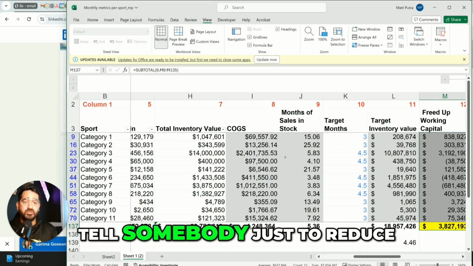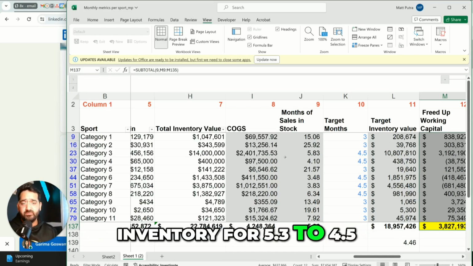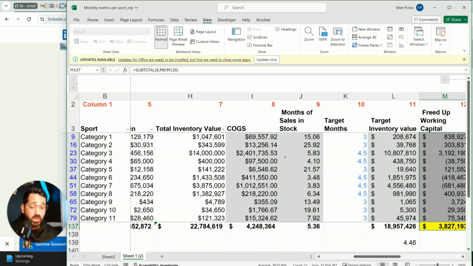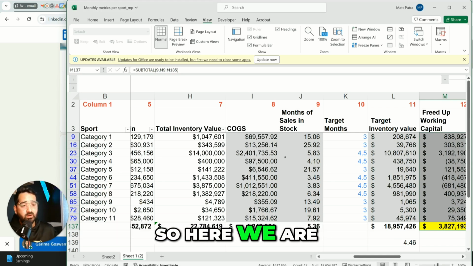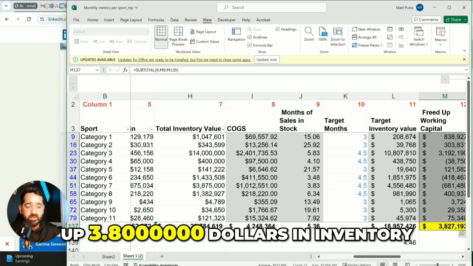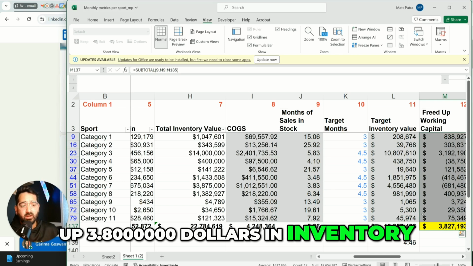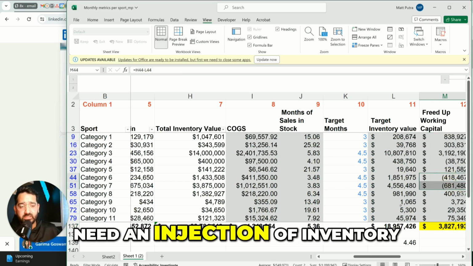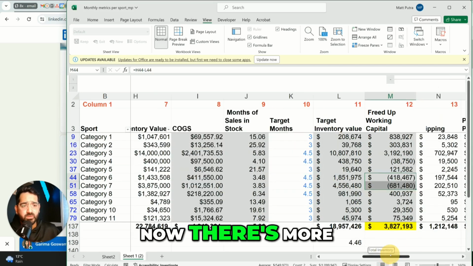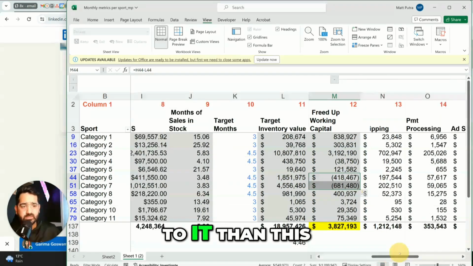It's hard to tell somebody just reduce inventory from 5.3 to 4.5. But when you can get down into category level, you can give more intel. So here we are. We are freeing up $3.8 million in inventory. Perfect. And you can see here that some categories need an injection of inventory. Now, there's more to it than this. There's a lot more to it than this.